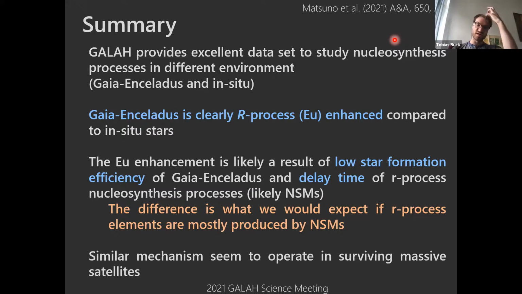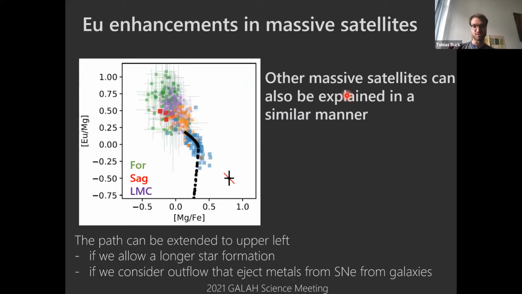With the connection between the star formation efficiency and the europium abundance, and you put the satellites also on this plot, is there any way that you can pin down the star formation efficiency of those galaxies with this kind of measurement?